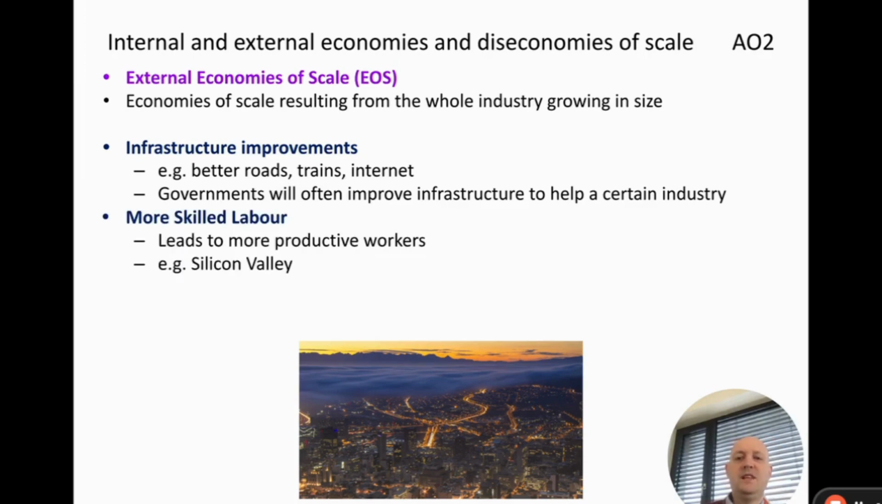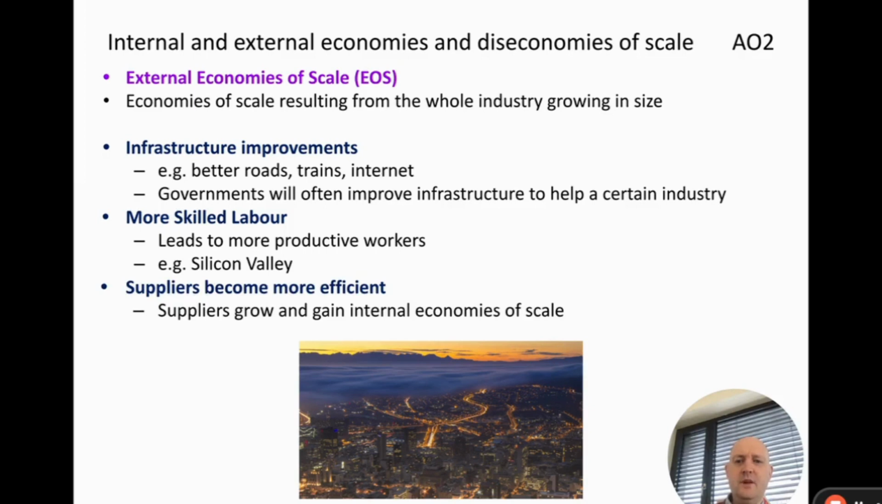Next up, we may see more skilled labor. And so as an industry grows, then hopefully that industry should see more skilled labor. If those businesses are growing, then hopefully more people will qualify in the areas which the industry is working in. And also, more people may choose to locate themselves in that area. A really good example is Silicon Valley, which attracts people working in tech. People go to university there, and they live around that area. So you're going to get better labor.